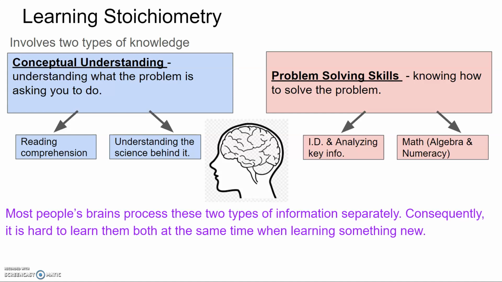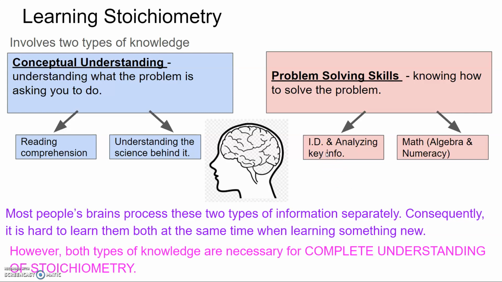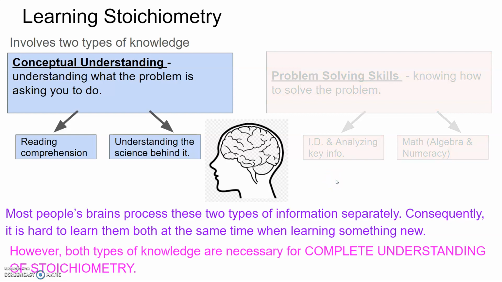Now, our brains typically process these types of information separately, so it's hard to learn them both at the same time, particularly when you learn something new. But it's important that you have both pieces of understanding for a complete understanding of stoichiometry. So what we're going to do is break this down. And in part 1, we're going to focus on the conceptual understanding, just so you get a sense of what these problems are actually asking you and how they would be relevant to a chemist.